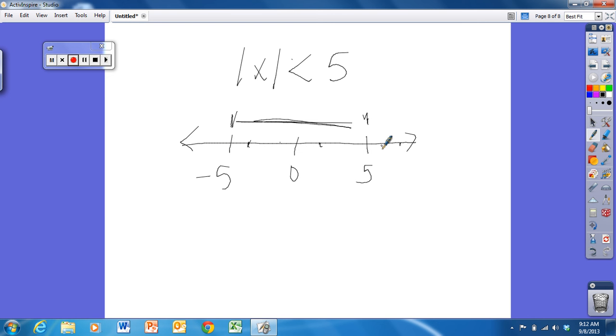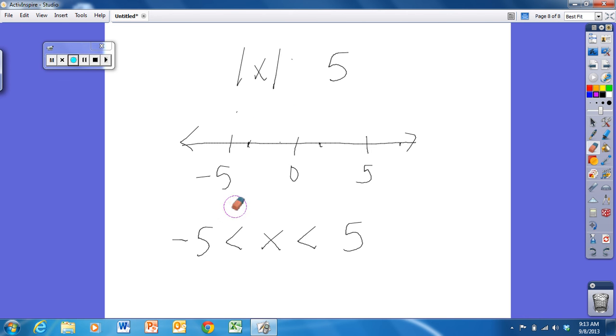What's another way of saying in between? Another way of saying in between with an inequality is the word and. So negative 5 has to be less than x, which has to be less than 5. X has to be between negative 5 and 5. So pick a number between negative 5 and 5, like 0. The absolute value of 0 is 0. 0 is less than 5. It works. Okay, so for less than, you want to be in between. What happens when we make this a greater than?